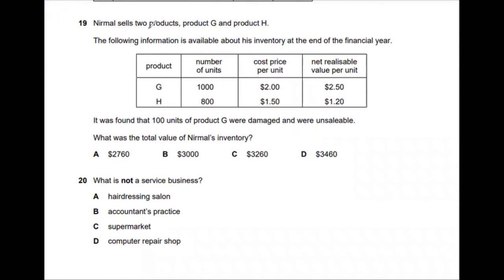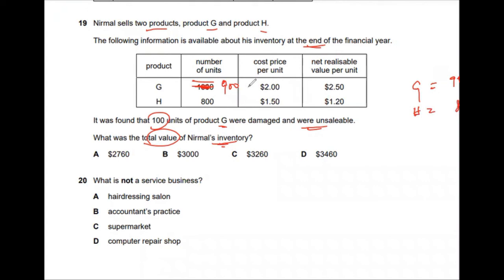So multiple choice 19. Nirmal sells 2 products, product G and product H. The following information is available about his inventory at the end of the financial year. It was found that 100 units of product G were damaged and were unsellable. So basically, this should be 900 and not 1,000, right? So that's one part of the test. What is the total value of Nirmal's inventory? So all you need to calculate is the total value. So you have product G, 900 units. You have product H, 800 units.